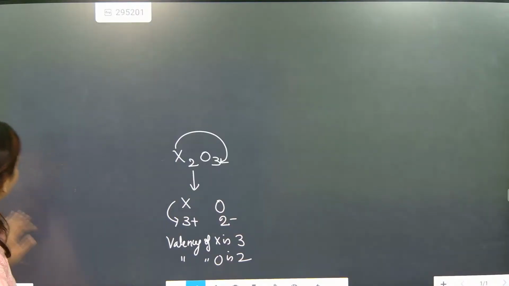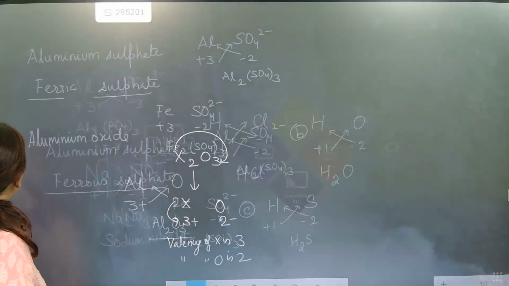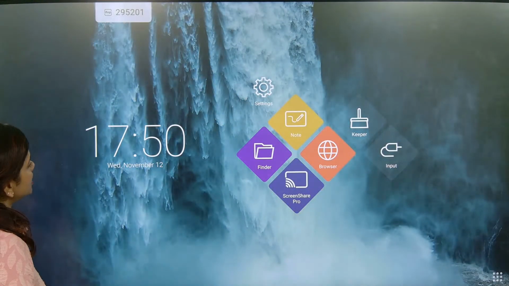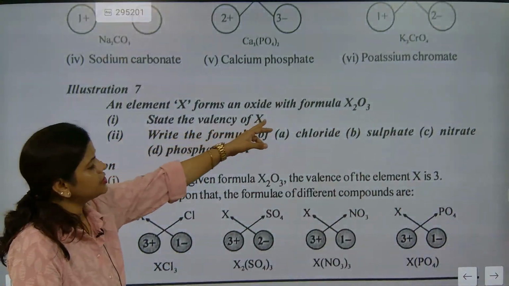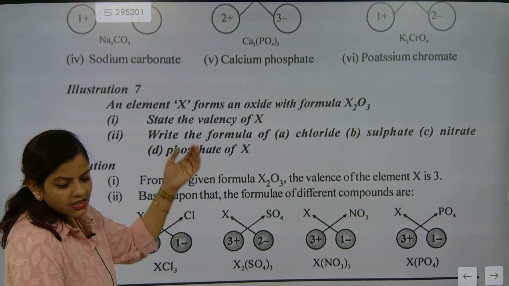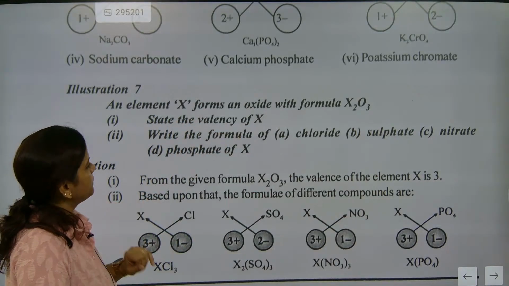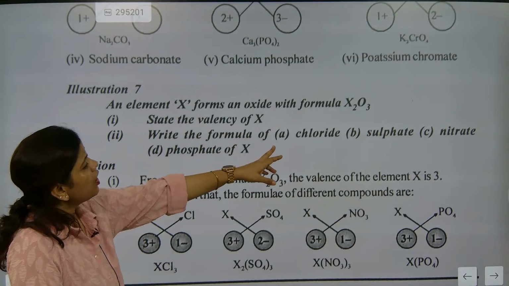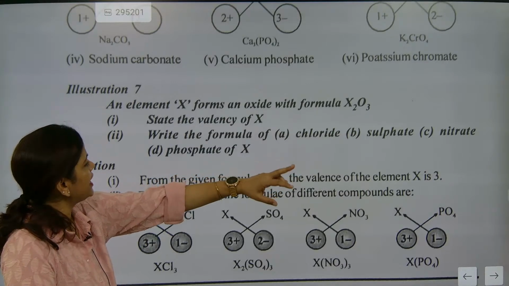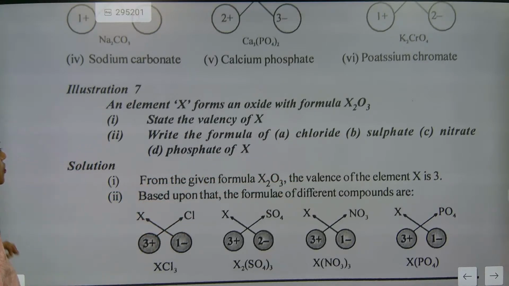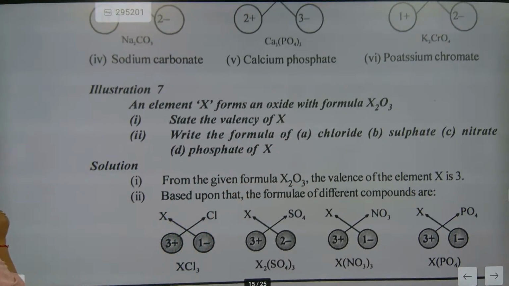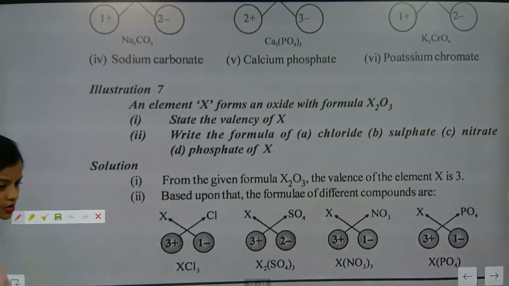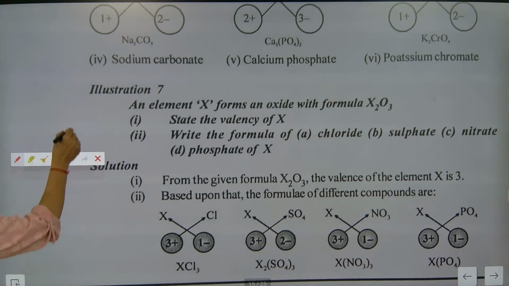Now what is the next part of the question they are asking? Let's check it. The next part says: state the valency of X. The valency of X is coming as 3. Now write the formula of the chloride, sulfate, nitrate and phosphate of X. One by one, we are going to write the chloride of X. How do we write the chloride of X, beta?